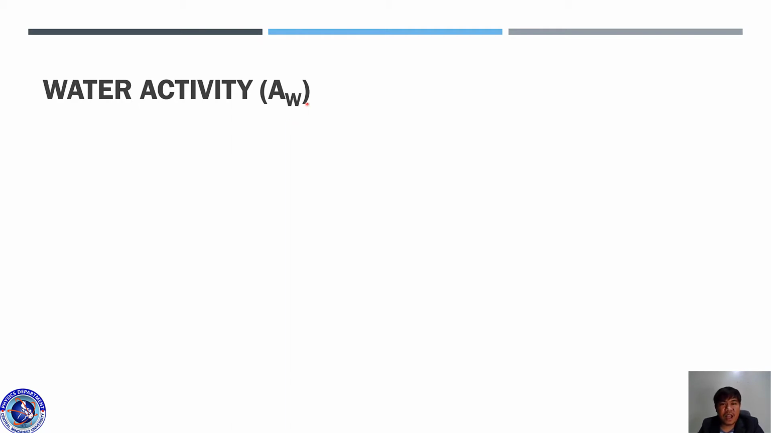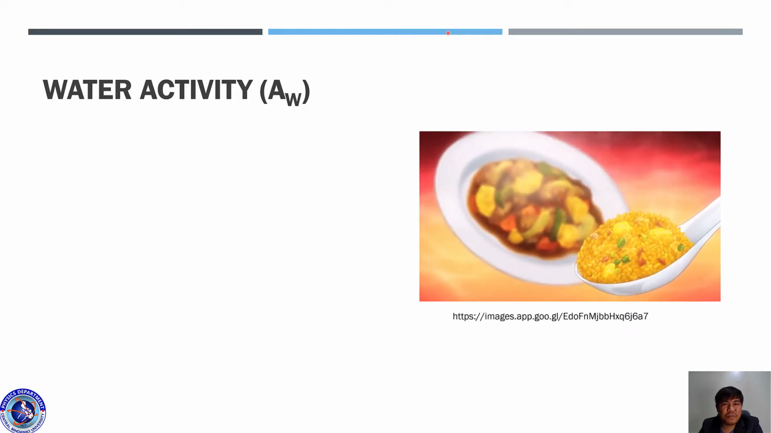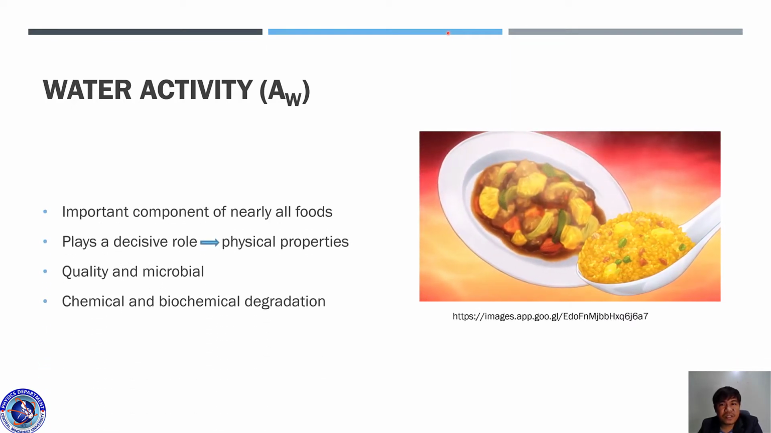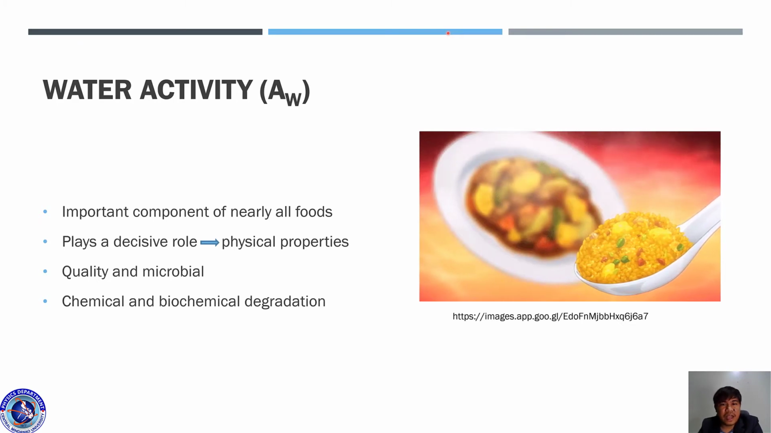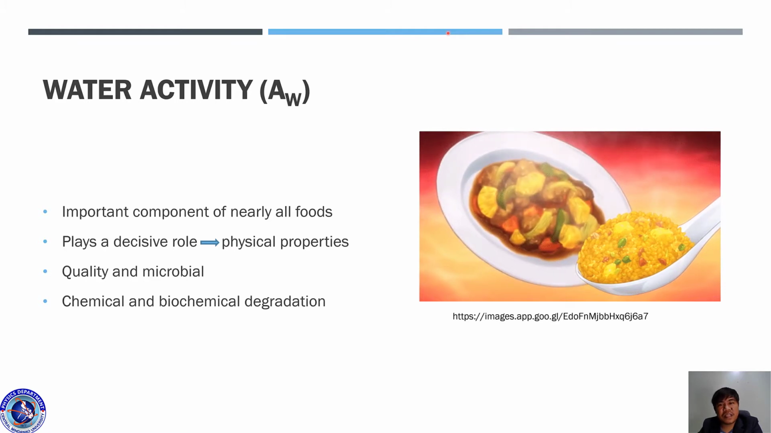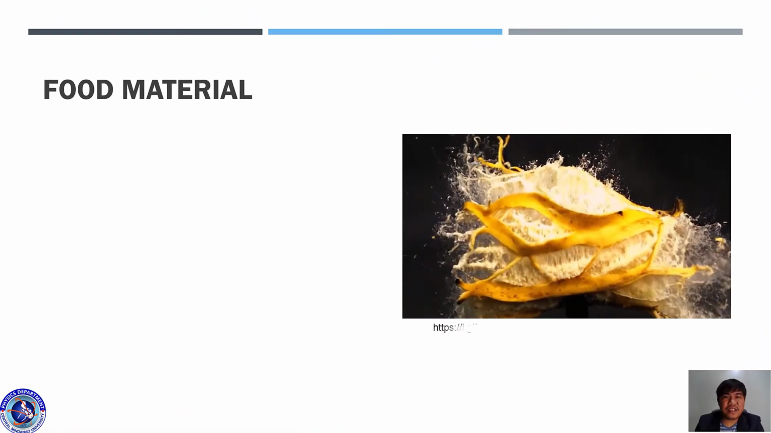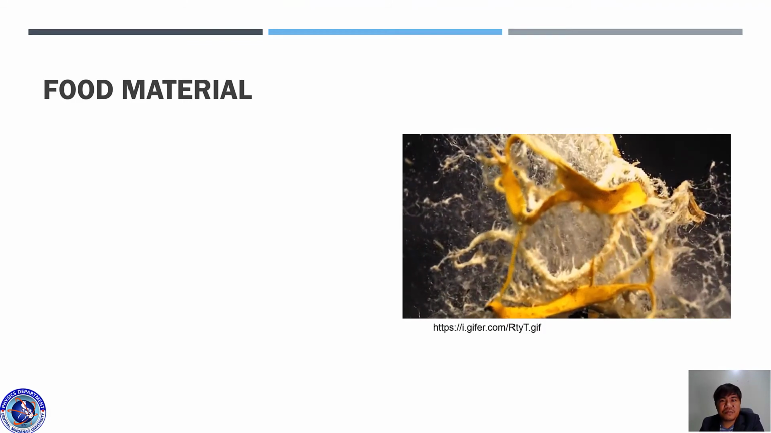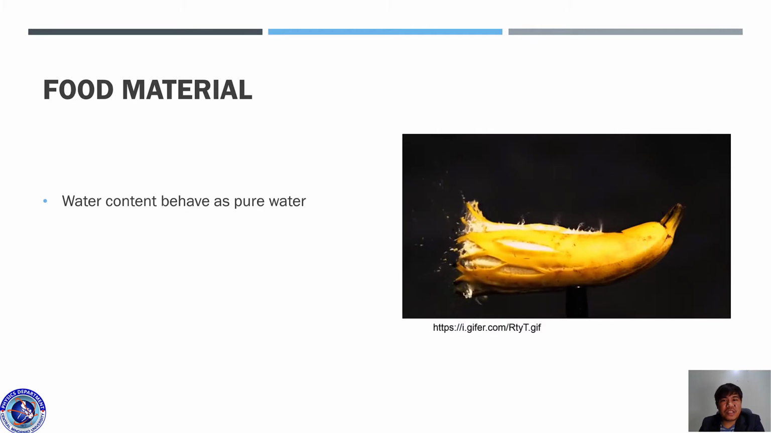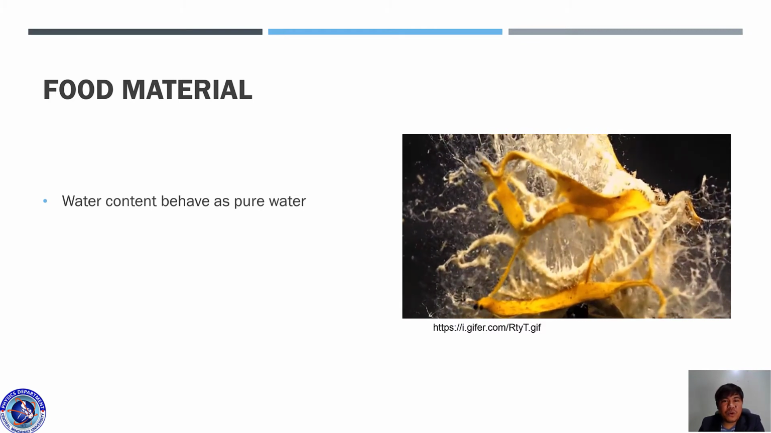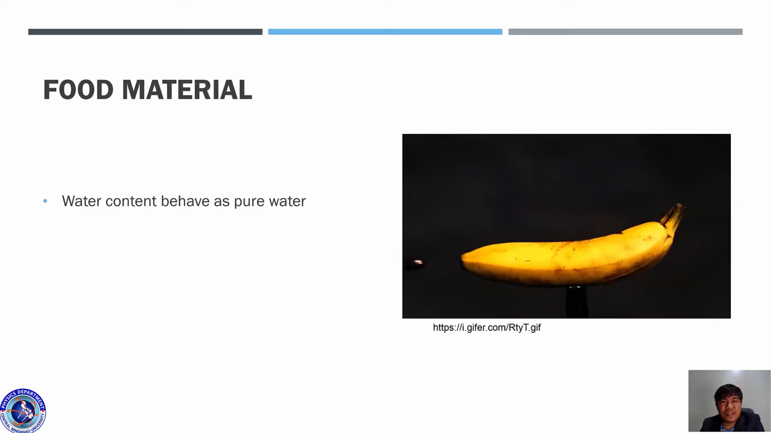If you understand how water activity works, you'll be able to understand and develop products that are stable and desirable to the consumer and can predict and prevent any potential spoilage. Water is an important component of nearly all food materials and plays a decisive role in dictating the physical properties, quality and microbial, chemical and biochemical degradation of food material. For most food materials, unless the moisture content is reduced below 50%, much of the water content is freely available to behave physically as pure water with properties such as vapor pressure equal to the pure water.